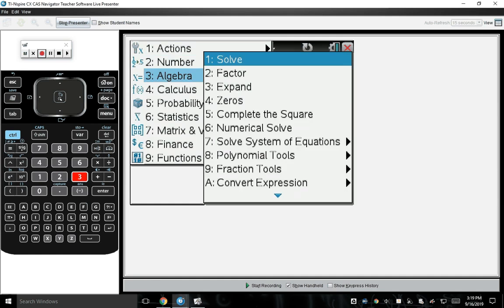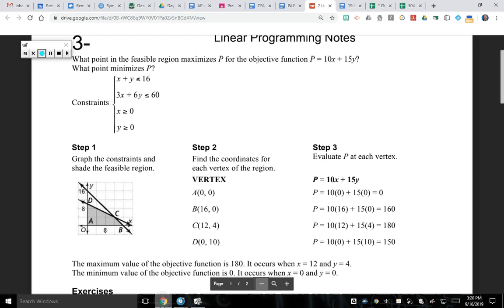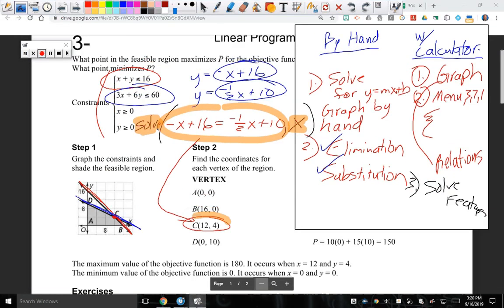Menu 3.1. And we're going to solve, when is negative x plus 16 equal to, and the equal sign's right below the control button. When is it equal to control divide negative 1/2 x plus 10? And I'm going to do comma x. And you see, you get x is equal to 12. Remember, we said our point was 12. So if I go back over here, we have 12,4 as that point that we were finding right here.